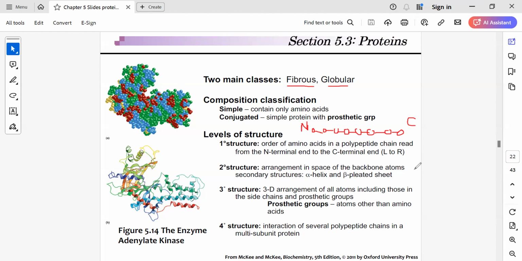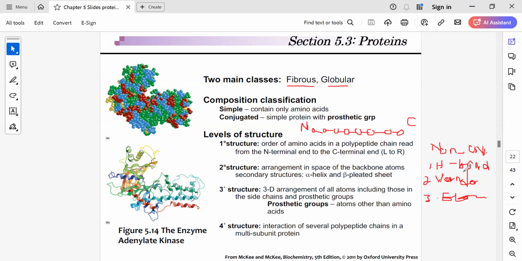But the tertiary structure is a 3D arrangement of atoms, including those in the side chains and prosthetic groups. In the case of the tertiary structure, remember we have non-covalent forces. What are the examples of non-covalent forces? We have hydrogen bonds. Apart from this, we also have van der Waals force of attraction. And the third one is the electrostatic force of attraction. All these are non-covalent bonds.